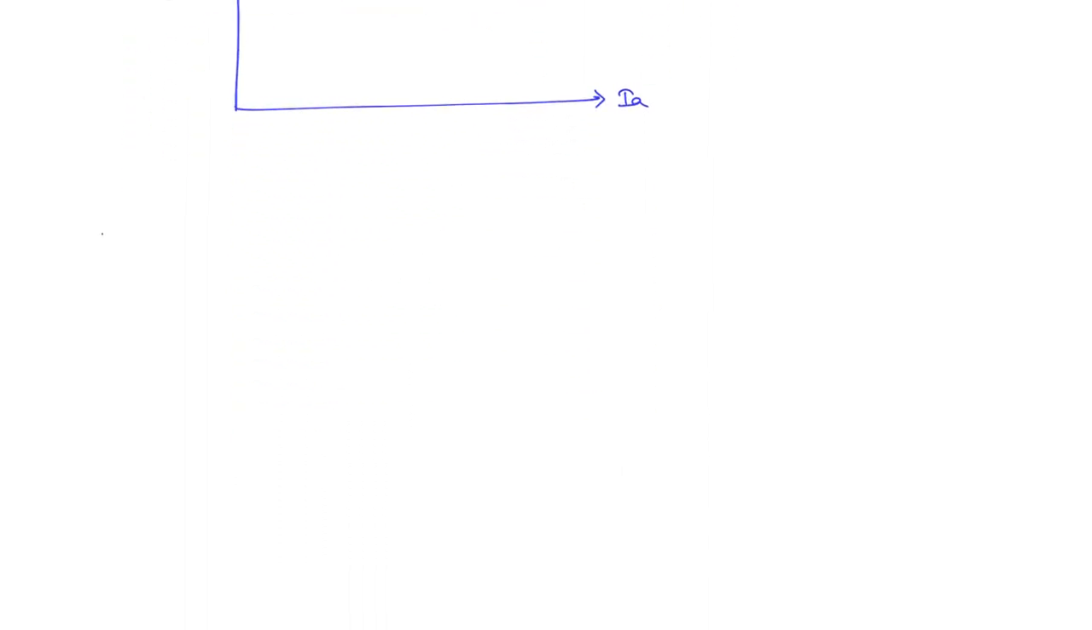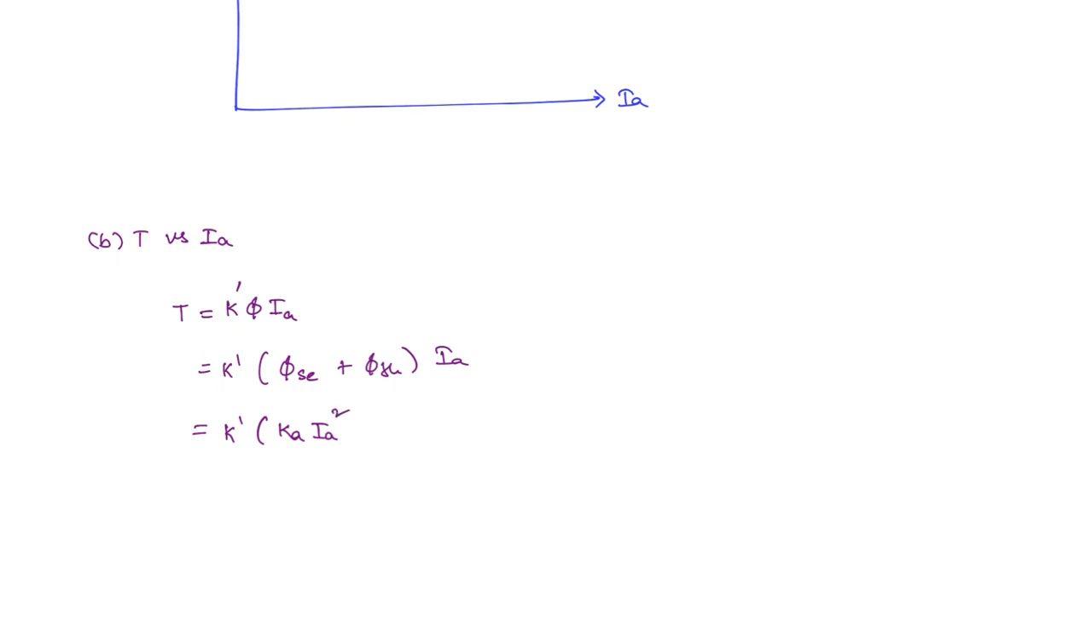Next, what are the torque versus current characteristics? T versus IA. So we know the expression for torque. This is given by K into phi into IA. It depends on both the flux and the armature current. So you can keep this as K dash to differentiate from the back EMF constant. Okay. So now once again, phi you can write as the series winding flux plus the shunt winding flux into IA. So here you are going to get K dash into phi SE, you can write as KA into IA. IA if you take inside, you are going to get KA IA square plus phi SH into IA.